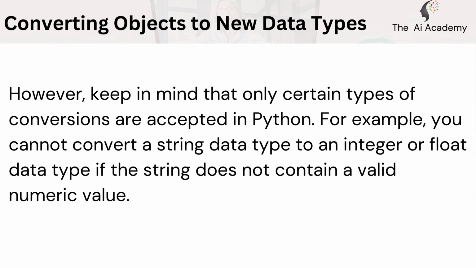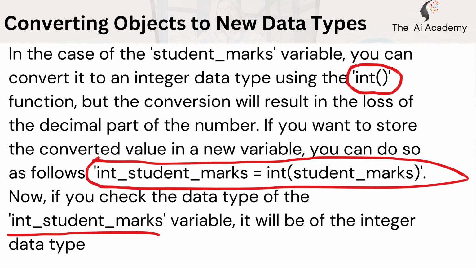However, keep in mind that only certain types of conversions are accepted in Python. For example, you cannot convert a string data type to an integer or float data type if the string does not contain a valid numeric value. In the case of the student_marks variable, you can convert it to an integer data type using the int function, but the conversion will result in the loss of the decimal part of the number.